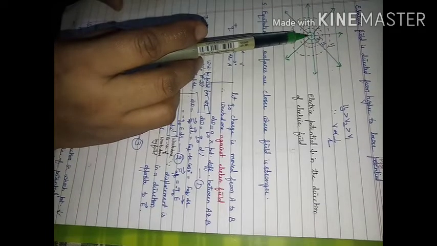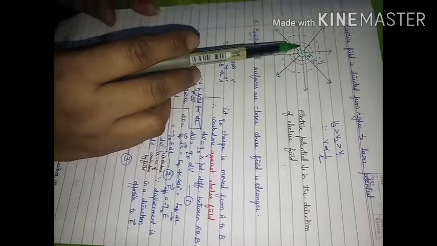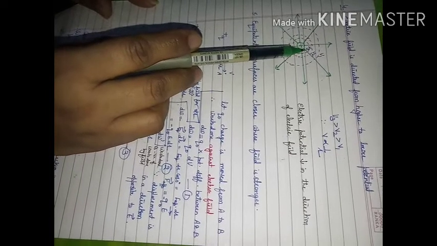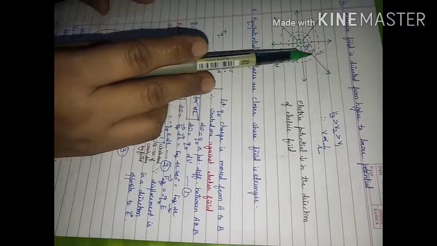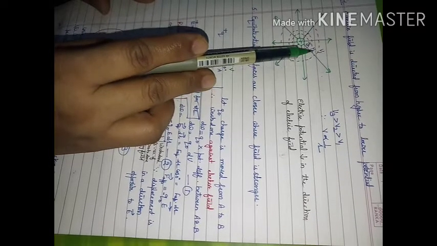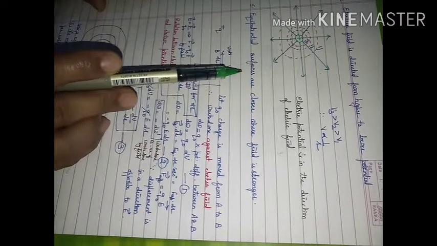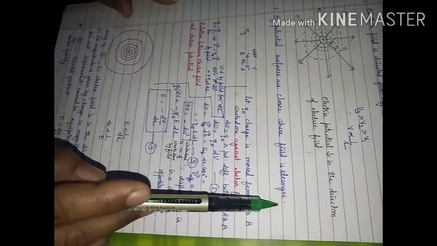Near the charge, where the field is stronger, equipotential surfaces will be close to each other. And as you go away from the charge, the strength of the field reduces, so equipotential surfaces get separated from each other. This is the point: equipotential surfaces are closer where the field is stronger.